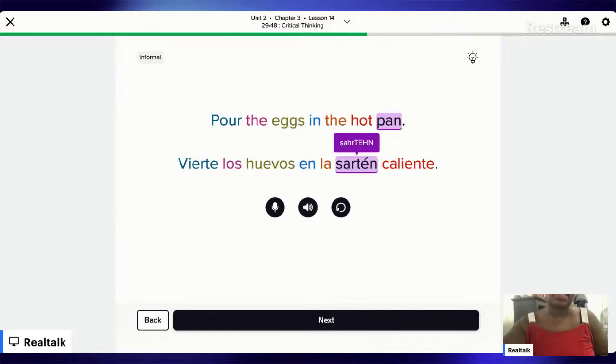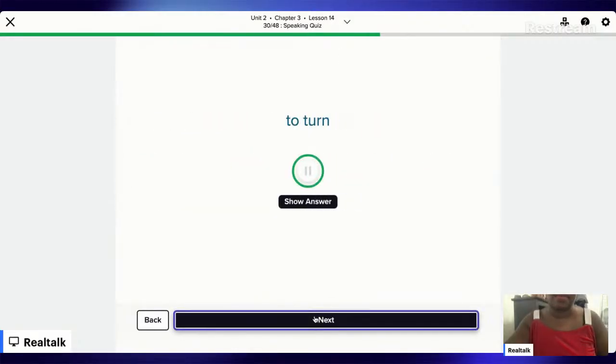Sartén. The only way to help me remember this is maybe like you saute in a sartén. Saute. I don't know. Sartén. I'll figure out how to remember that. Vierte. Pour. Vierte. Nice.